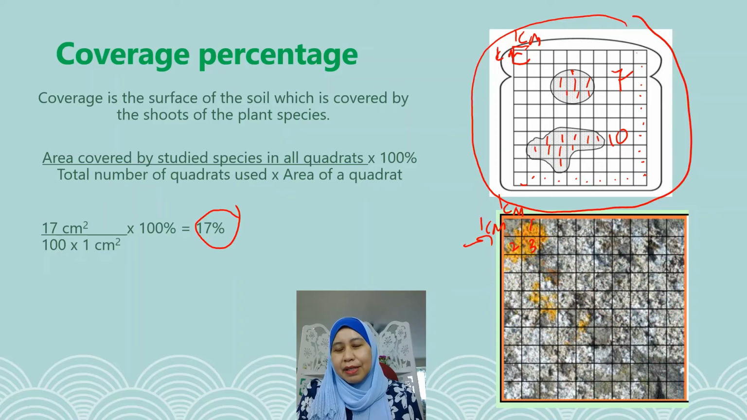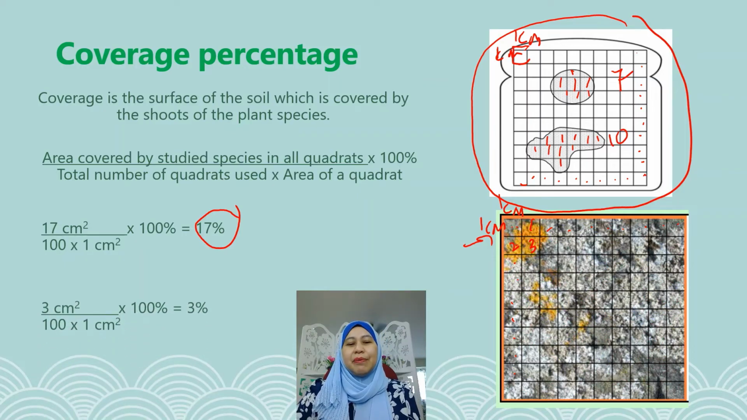Okay, let us count the number of quadrats. 1, 2, 3, 4, 5, 6, 7, 8, 9, 10, and again 10. So we have 100 quadrats altogether. Area of the quadrat is 1 centimeter square. So just now put inside the formula, we have 3 centimeter square, the area just now, divided with 100 quadrats times 1 centimeter square, that is the area of a quadrat. Punch in your calculator and you get 3% of the coverage percentage for the lichen on the tree trunk.